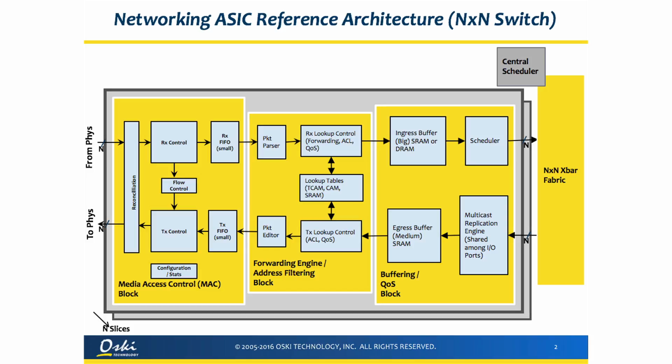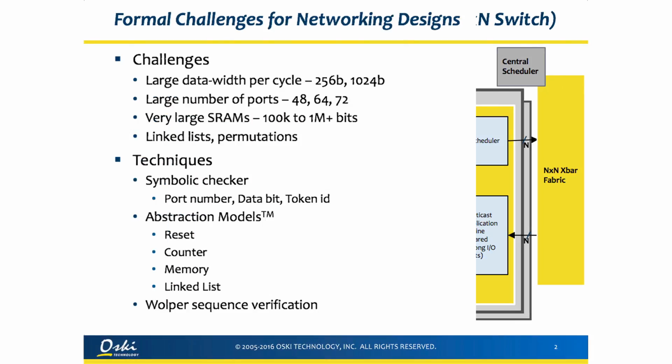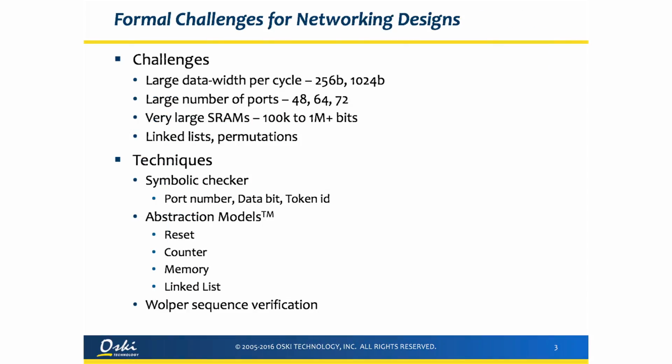What's very typical about these blocks is that a lot of these blocks in this picture are data transport blocks, not data transform blocks, which makes it very applicable to formal verification, despite some of the challenges I'm going to talk about in the next slides. The challenges are because the data width is really very large. It could be hundreds of bits or bytes. The designs may be handling and supporting many different ports. 48, 64, 72 ports are typical examples. The designs may have very, very large SRAMs, hundreds of thousands of millions of bits, may have implemented linked lists and permutations, data structures which are very common in some designs, but make it very hard for formal verification to converge.